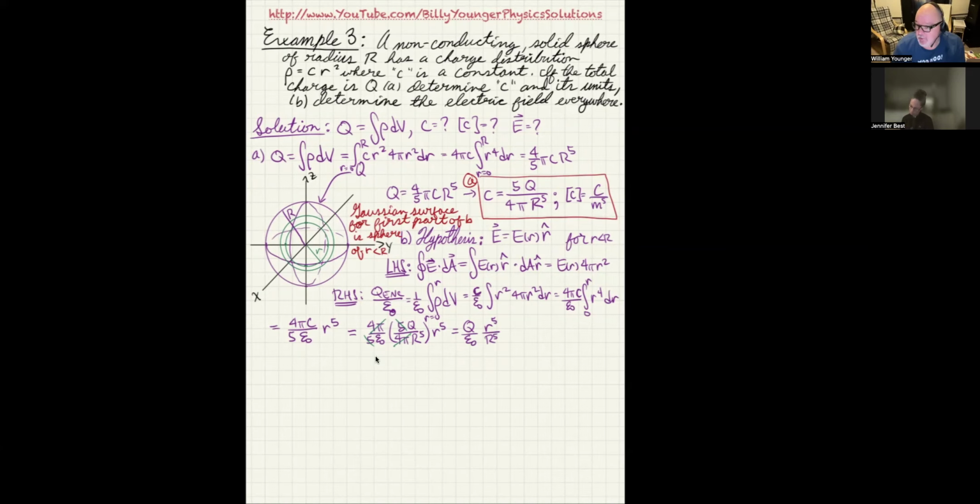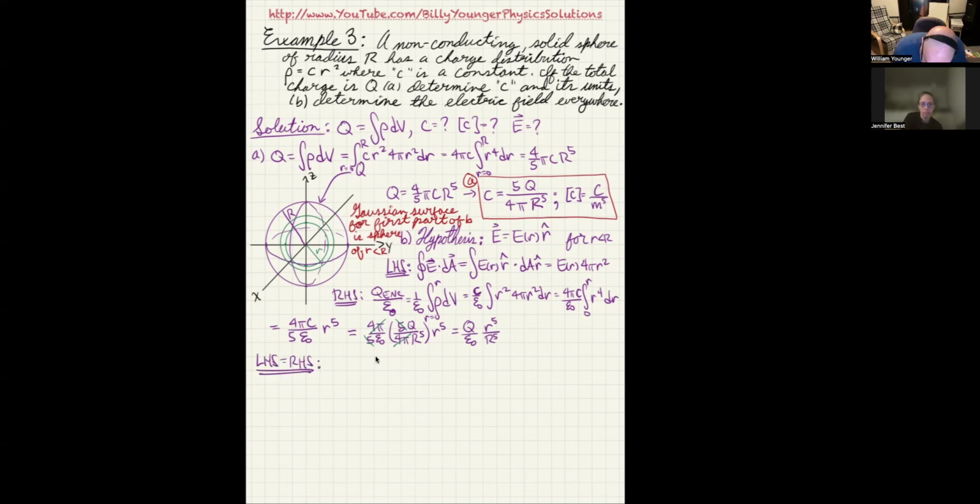Notice it came out a little nastier than we expected. But we did have to do some calculus. I'll show you in a second how you could have avoided doing calculus on that one. But I think in this case, it's probably a little more straightforward to do the calculus way. Now that I have the left-hand side and the right-hand side, I can say left-hand side equals right-hand side.